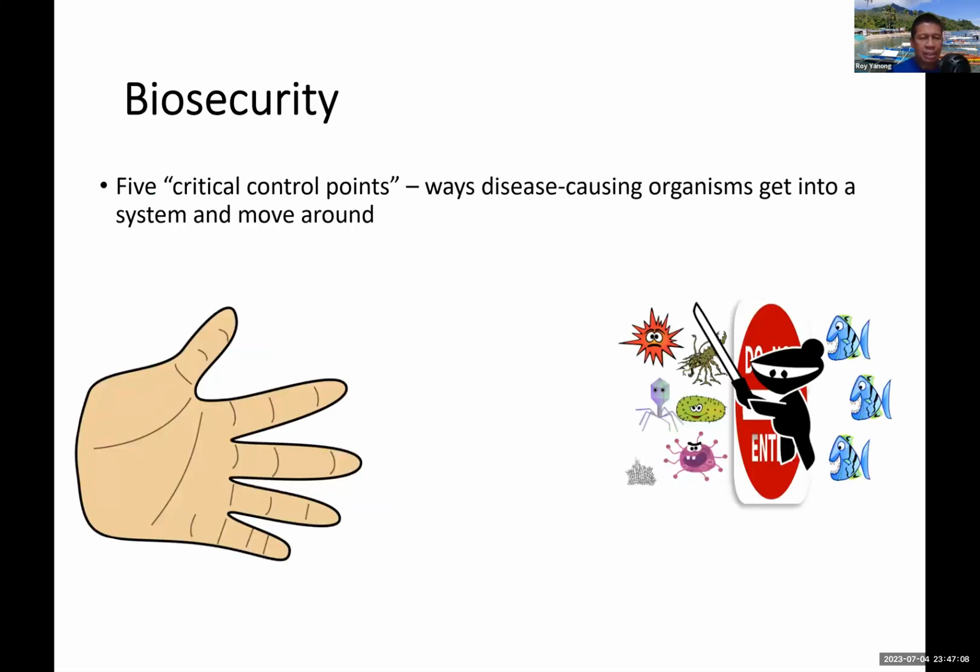So this is maybe one way to remember five critical control points, or ways disease-causing organisms can get into a system and move around within a facility. So things to consider are, number one, animals, in this case fish. Fish coming in can potentially bring diseases with them, of course. The water, if you're bringing water over, maybe from where fish are coming from, can have disease organisms in it, as well as what your source water is. Is your source water clean?